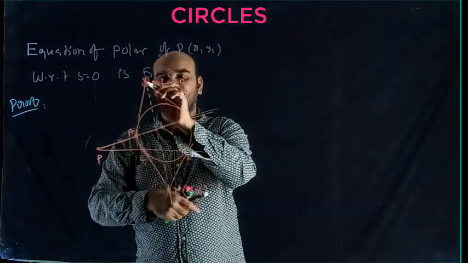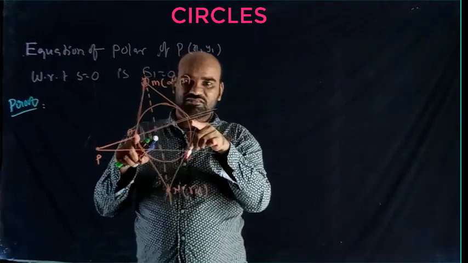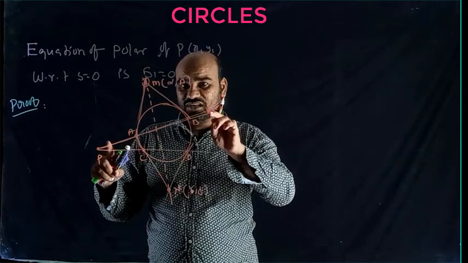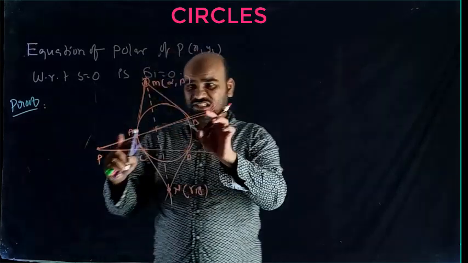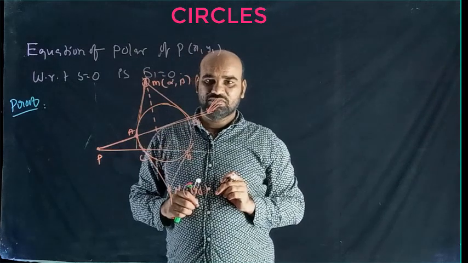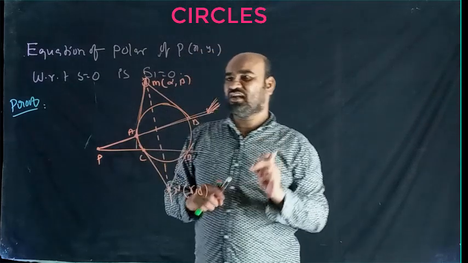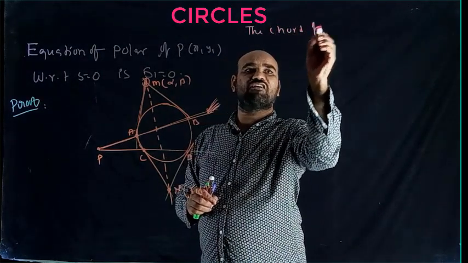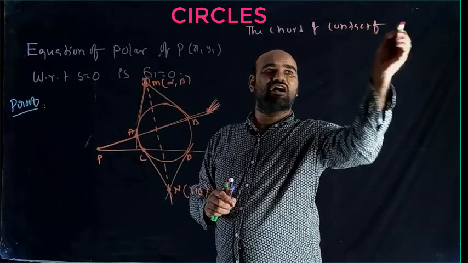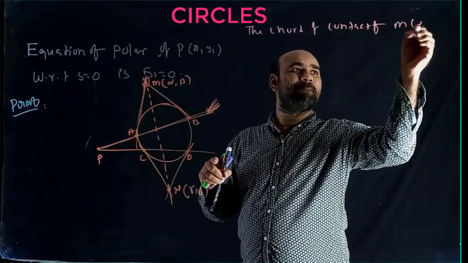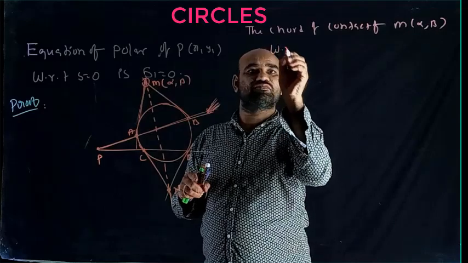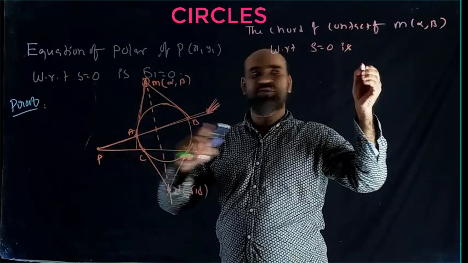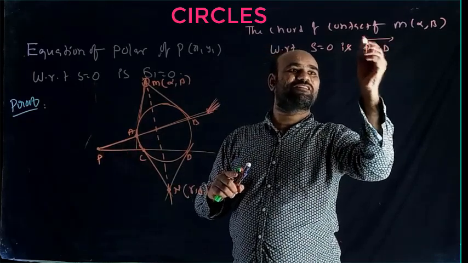Through M, tangents are drawn. The points of tangency are joined by a line. So this line becomes the chord of contact of M. Understood? Okay. Now I want to write it like that. The chord of contact of M with respect to S = 0 is, what is that? PAB. I can say the line PAB. This is interesting.